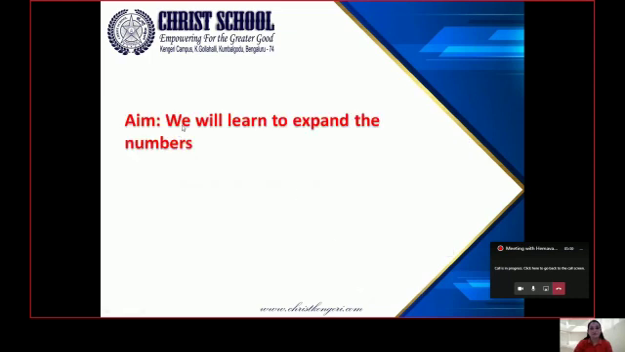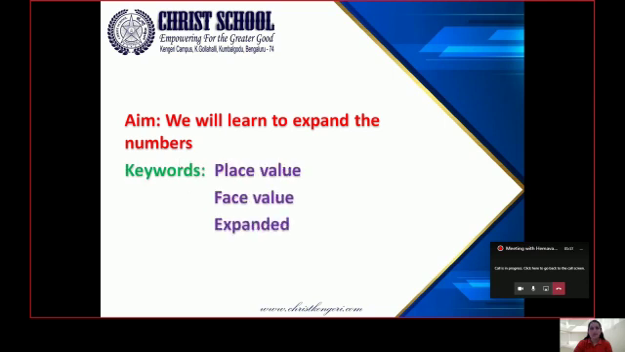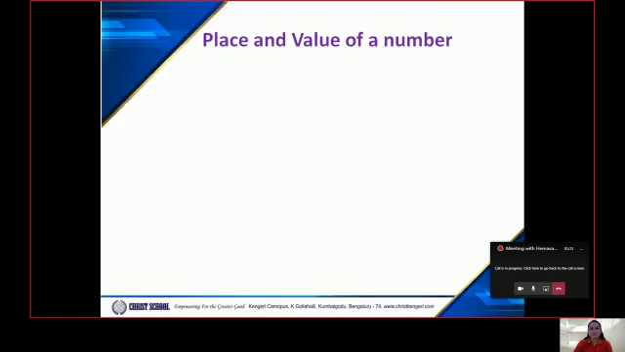So today's aim is we will learn to expand the numbers, and the keywords are place value, face value, expanded notation, standard form. First, let us learn what is place and value of a number. For that, we need to have a number. Let us take one example number. Whenever the number is given, you will have to see how the commas are inserted. The commas are inserted according to the Indian system. You can notice the number which is red in color, that is 5.